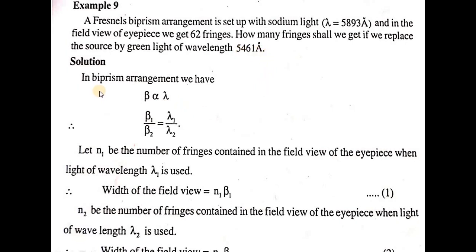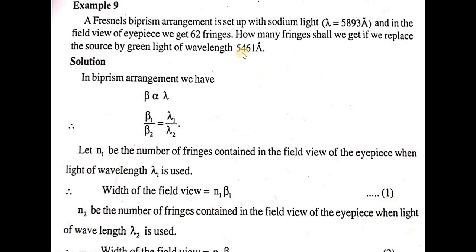And you know that from the expression beta is equal to lambda D by d, beta is proportional to lambda. So normally I can write beta 1 by beta 2 is lambda 1 by lambda 2. So what happens? Width of one fringe is beta 1. Suppose we have n fringes, the total width of the field of view is what is given here. With the sodium light, in the field of view of the eyepiece we will get 62 fringes. So the total width will be n1 beta 1.